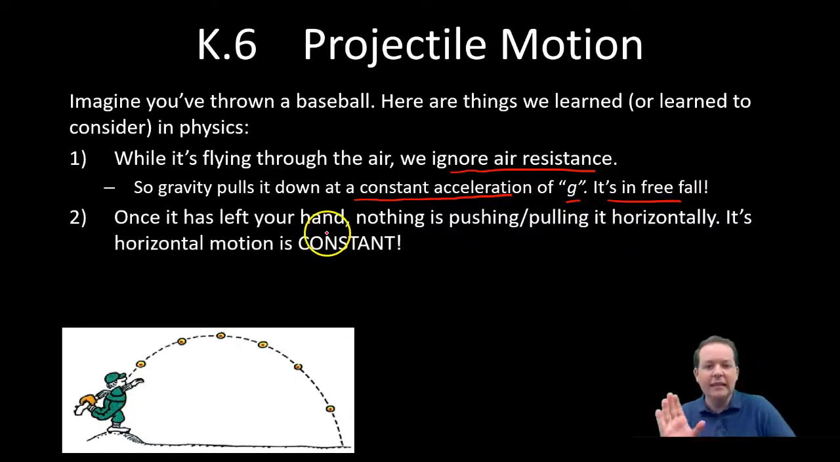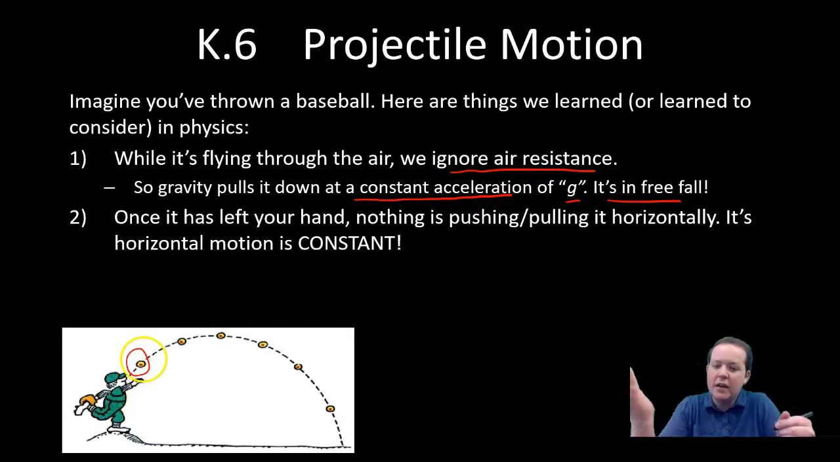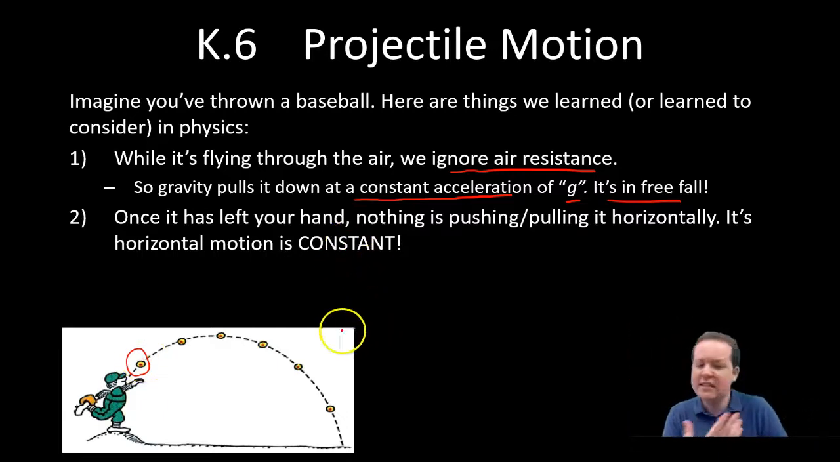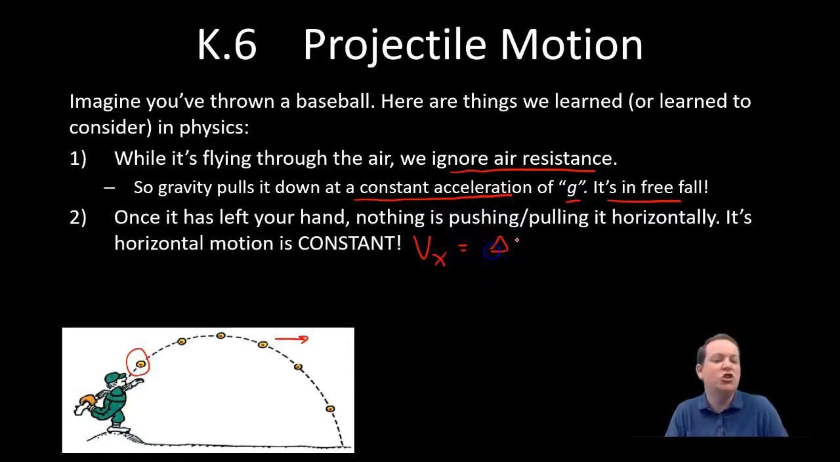And again, like the cannon, the moment the ball leaves your hand, you're no longer pushing it, right? You're no longer tossing it. You're no longer touching it. So if there's no air resistance, it's not hitting a wall, the horizontal velocity should not be accelerating. It should not be changing. So it's constant. Remember, we saw in the last video, kind of a cheat sheet way to look at constant horizontal motion. It's just that equation. It's pretty easy.